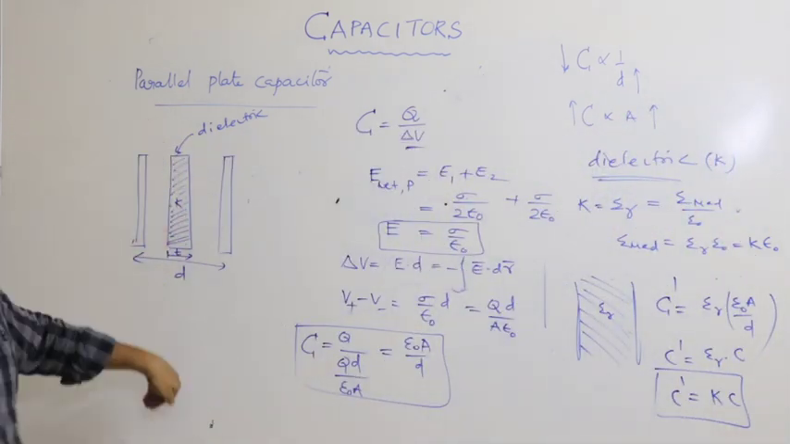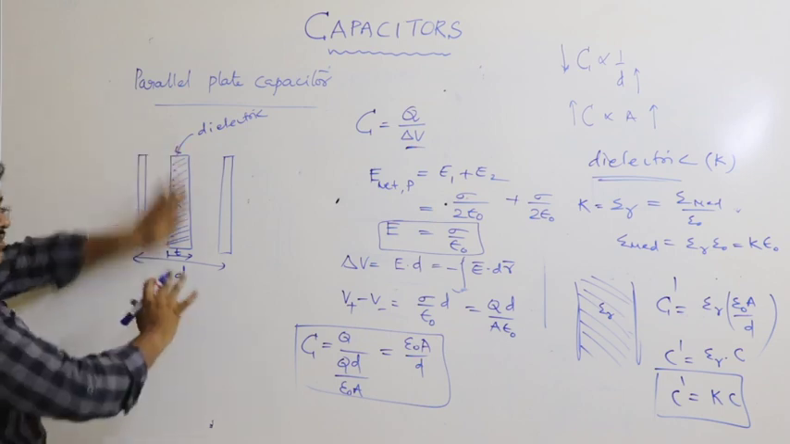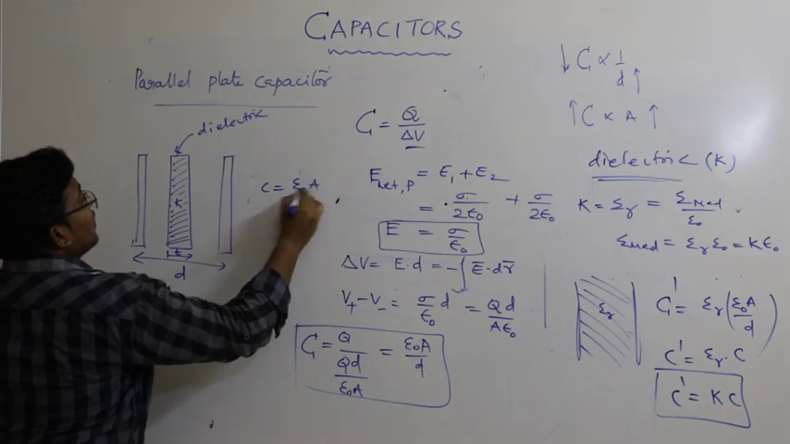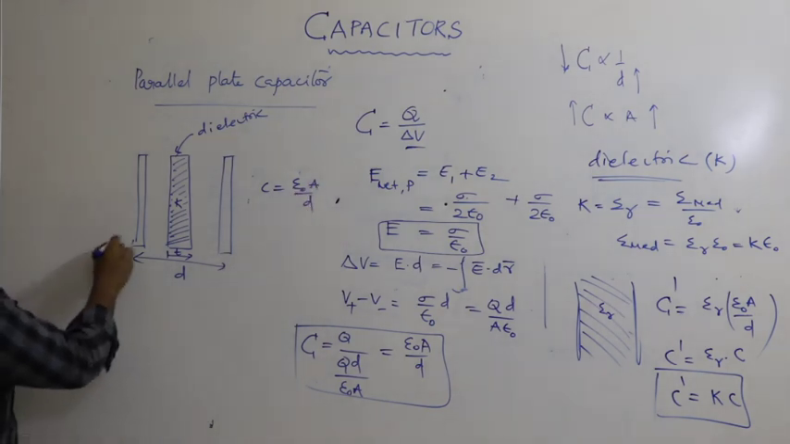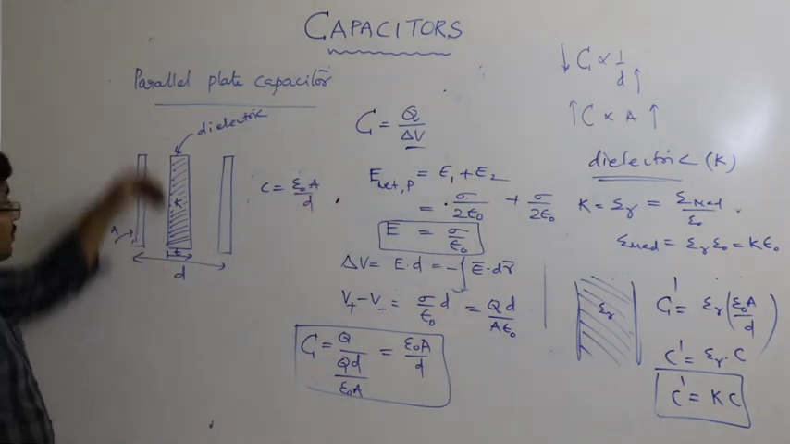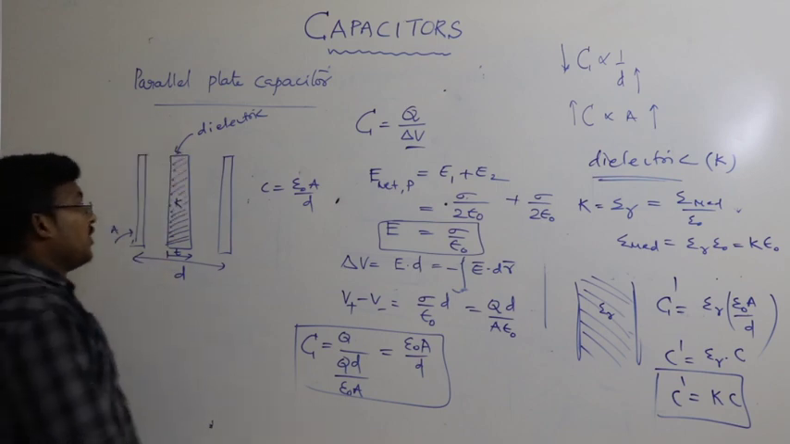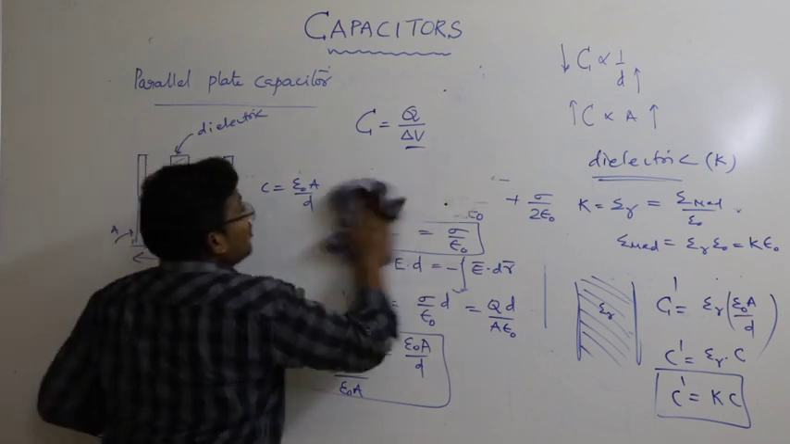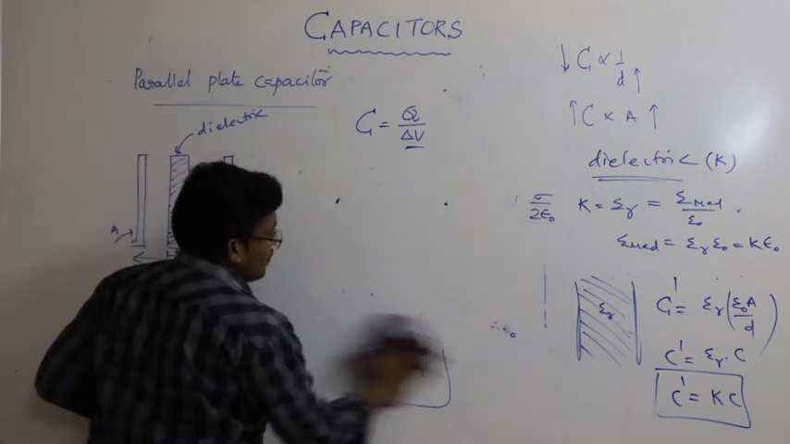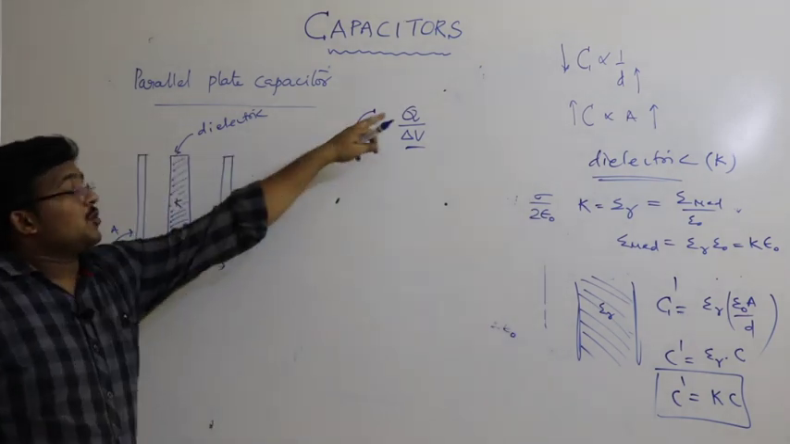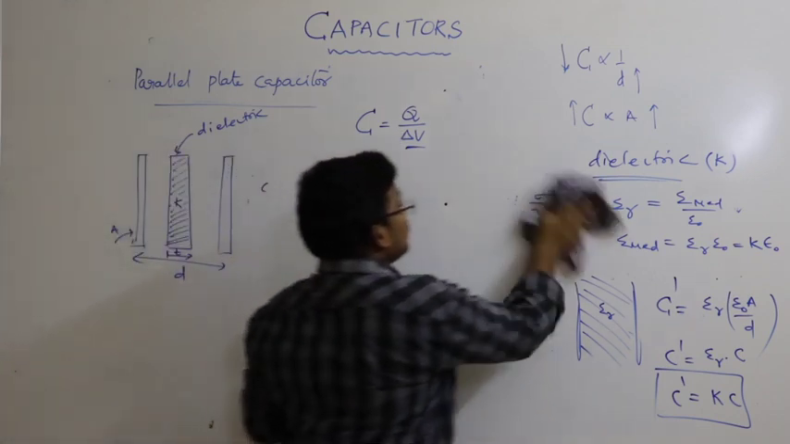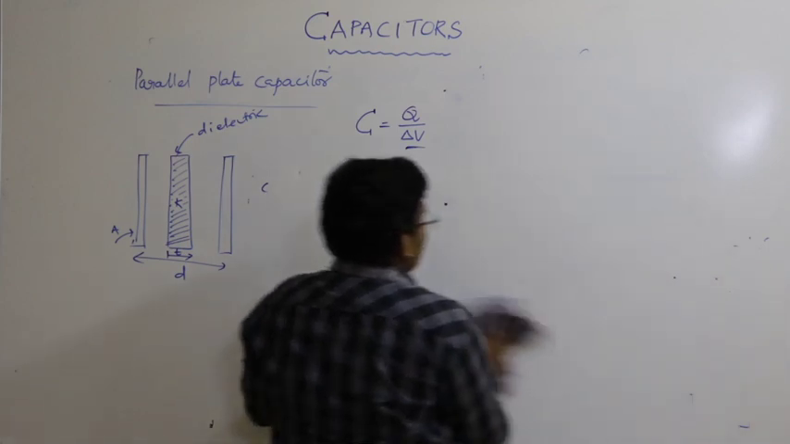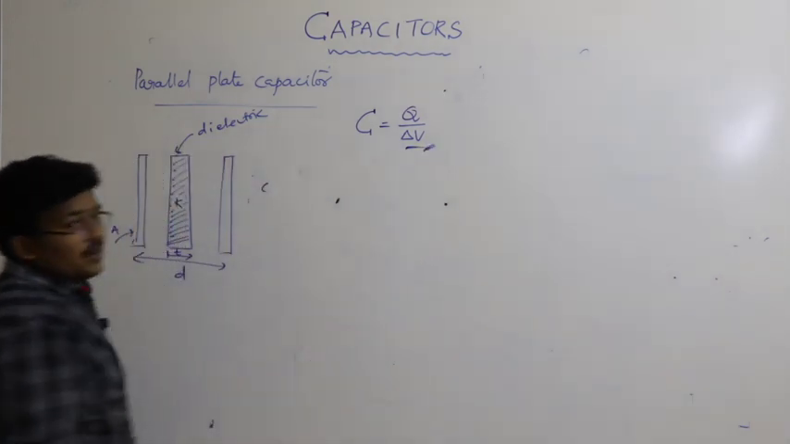If nothing is there, we know the formula. If empty space is there, what is the formula? Epsilon naught A by D, where the plate area is A. But now something is kept. Then how do we find it out? The method you already know: C is equal to Q by delta V. So you just find out delta V, then you will get the answer.